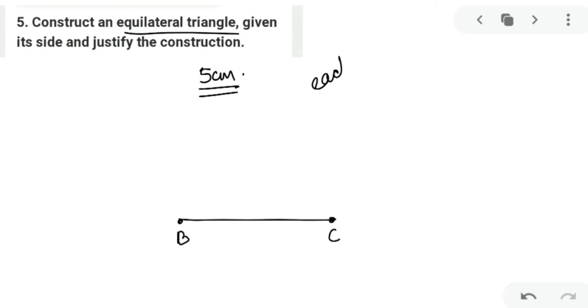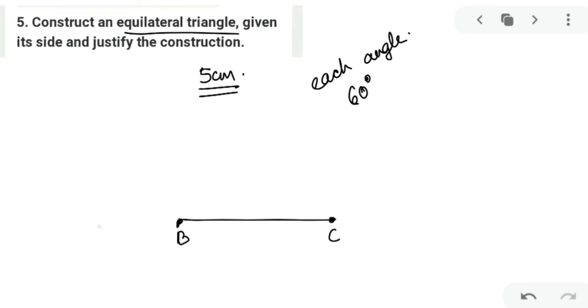Now my dear kids, you have to construct an equilateral triangle given its sides and justify the construction. So side is not given here, so we'll take it as 5 centimeter. Okay, take a base of 5 centimeter. Name it as BC. We know it's an equilateral triangle. That means each angle of equilateral triangle is 60 degree. We know it very well. So B point पे आपको 60 बनाना है.